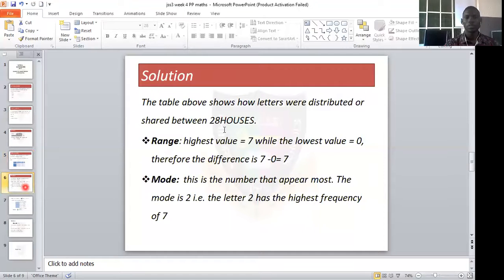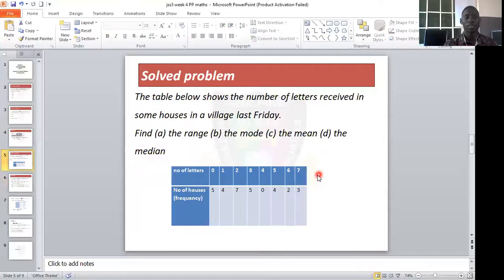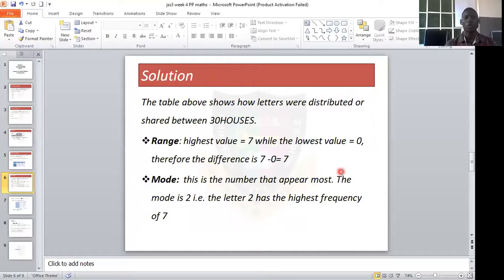So look at this. The table shows the number of letters shared between 30 houses. So our range is the highest value, which equals 7, while the lowest value equals 0. Cross-check: highest value is 7 and lowest value is 0. So the range is 7 minus 0, which is equal to 7.